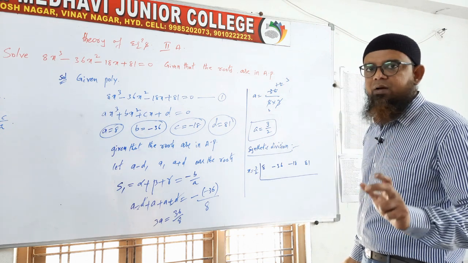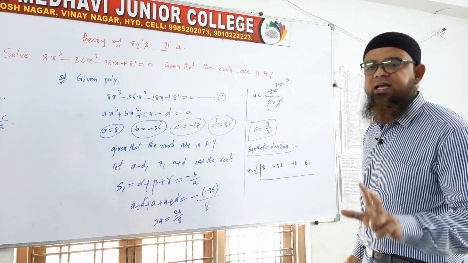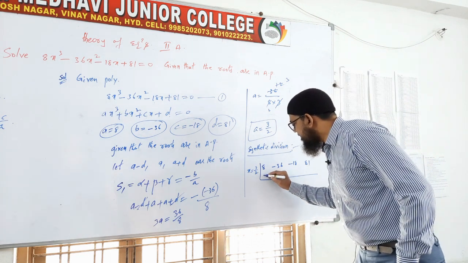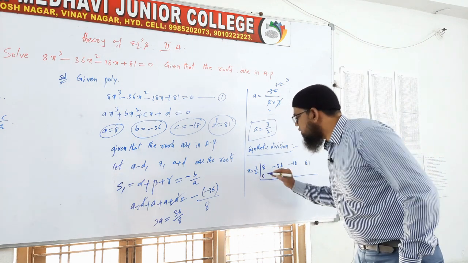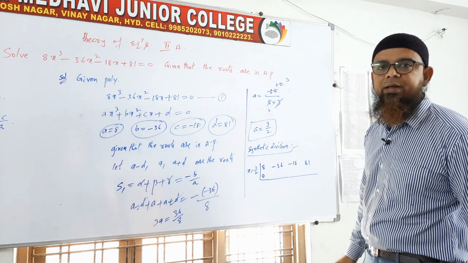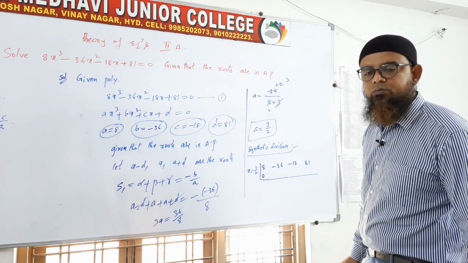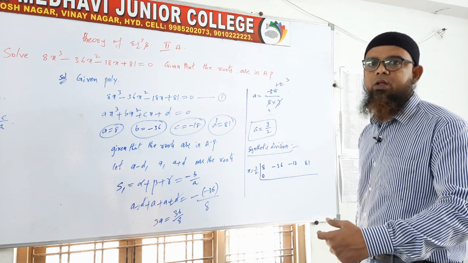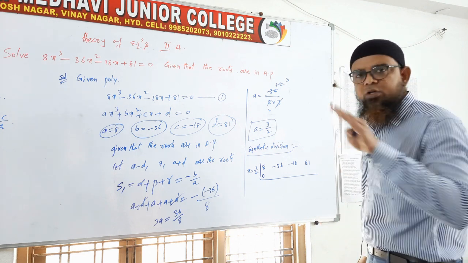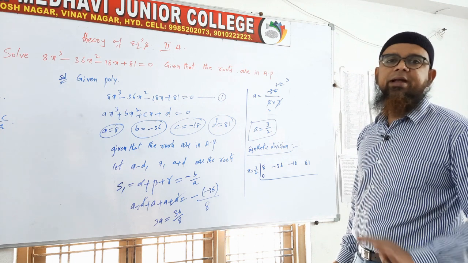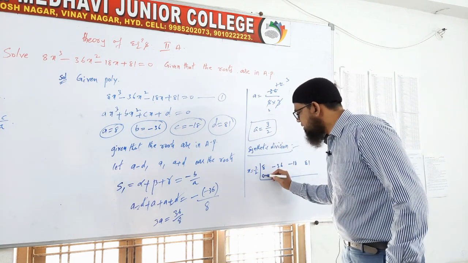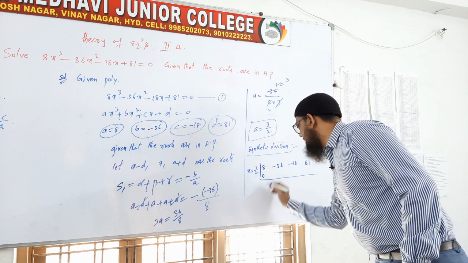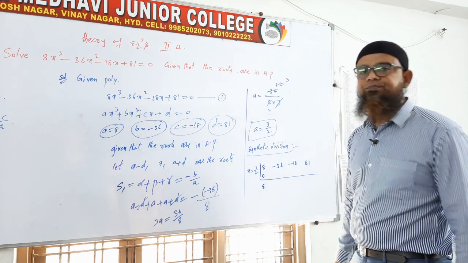In our formula, for doing synthetic division, one formula is there. What is that formula? Under the first number, we are keeping 0. Now add the numbers. If both the signs are the same, add. If both the signs are different, then subtract. Now see here, 8, 0. I am adding the numbers here. 8 plus 0, that is 8.